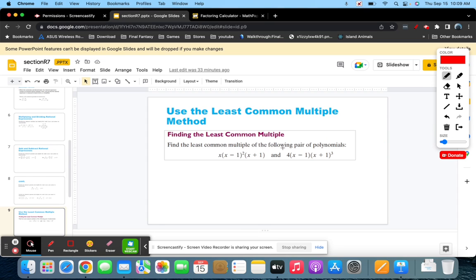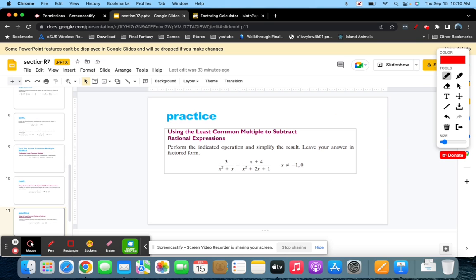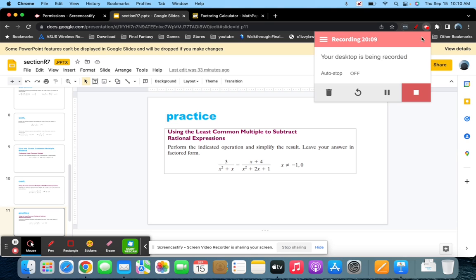So let's see real quick. Finding the least common multiple, using the least common multiple. Okay, I'll be back on this stuff in a minute.